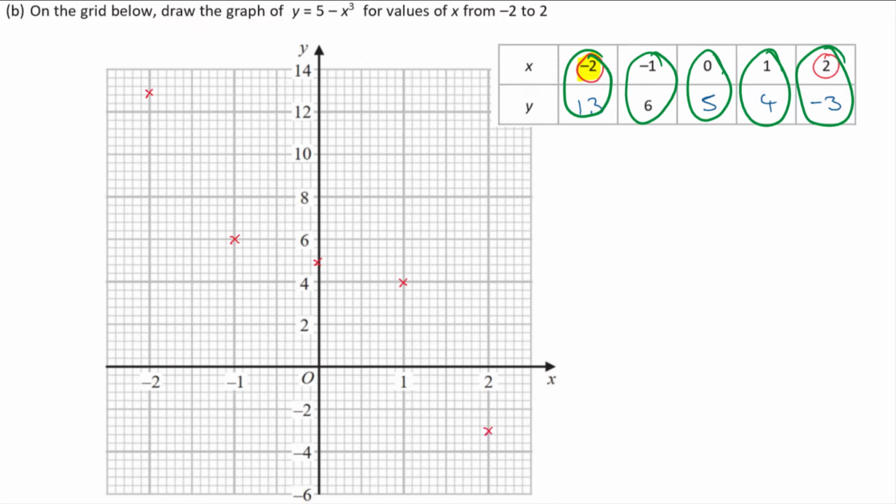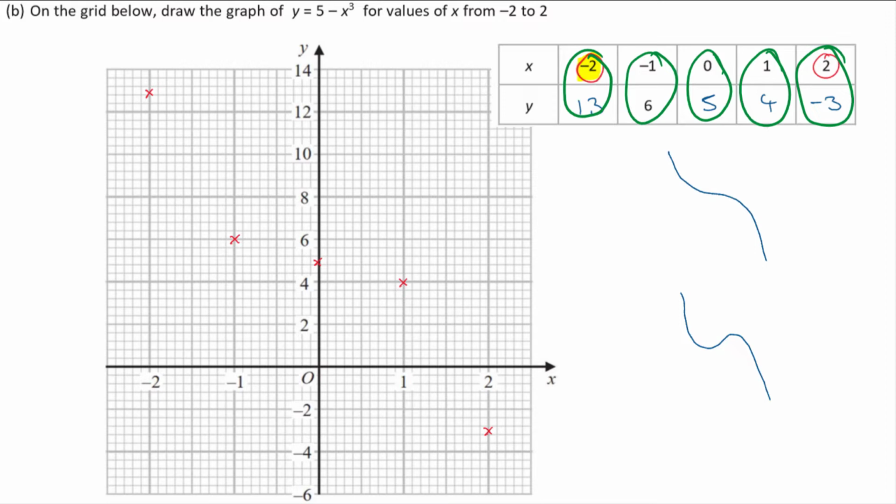Okay. So this is a cubic curve, isn't it? It's one with a negative x cubed term. So they kind of go down like that. They're usually like that. Or sometimes they have a bit more of a wiggle in the middle like that. But this is more like the slightly flatter in the middle version. So I'm going to have to join those up with a nice smooth curve.